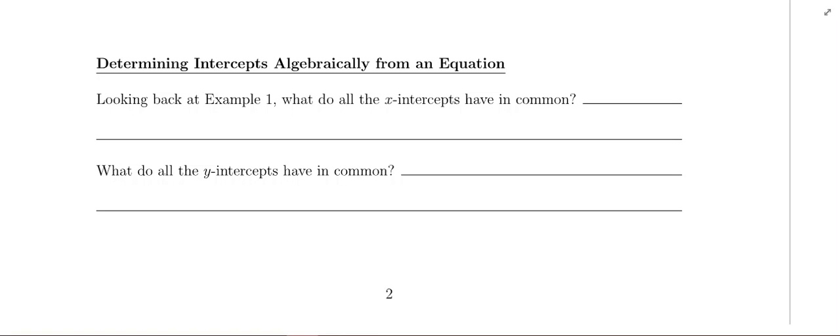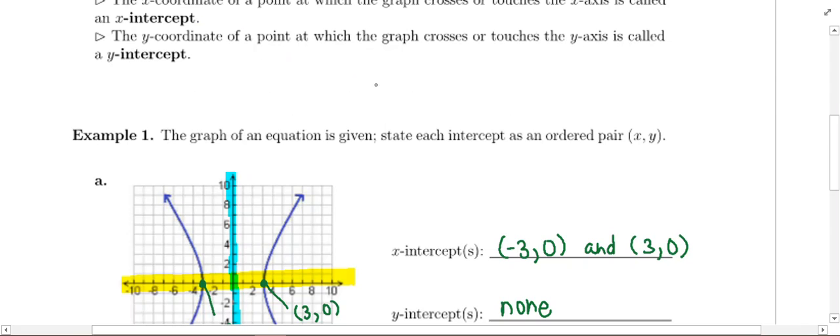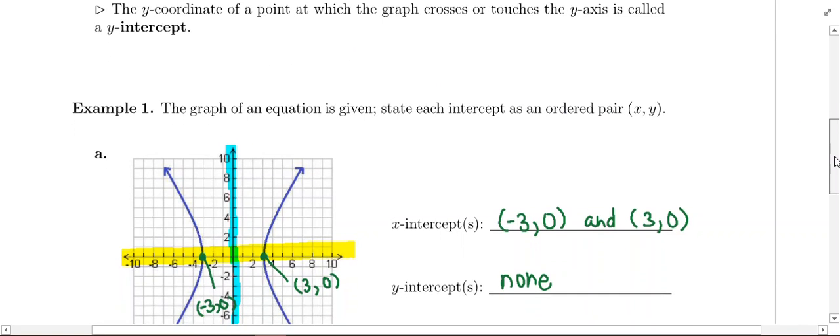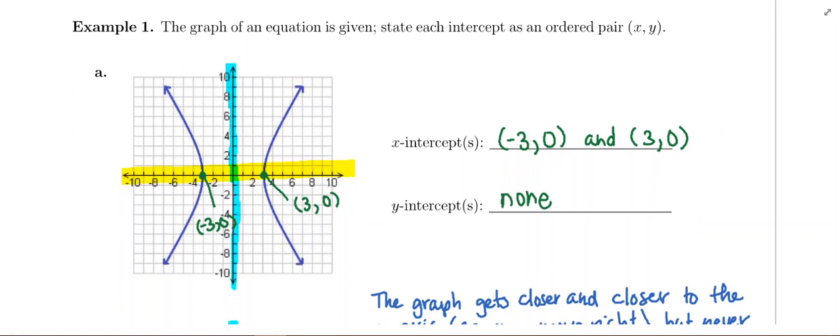At the bottom of page 2, there are some questions we need to answer. The first one says, looking back at example 1, what do all of the x-intercepts have in common? So let's go back to the first page and look at all the different examples. In example 1a, we look at our x-intercepts. They were negative 3, 0 and positive 3, 0.